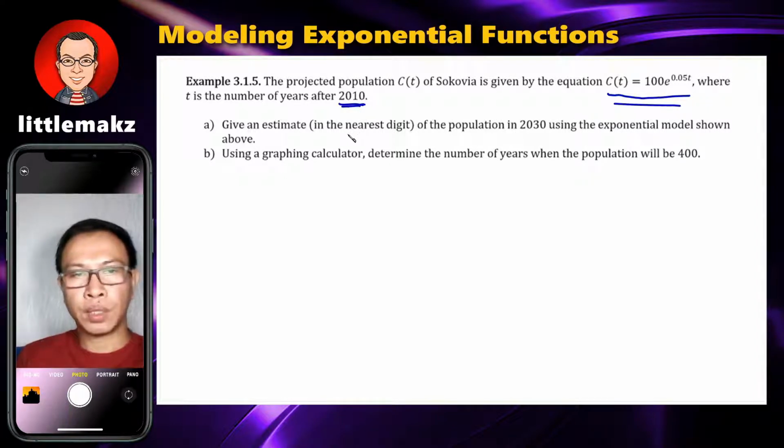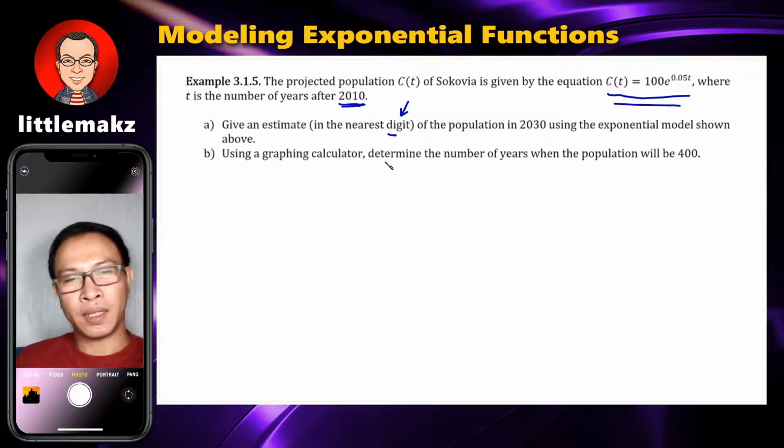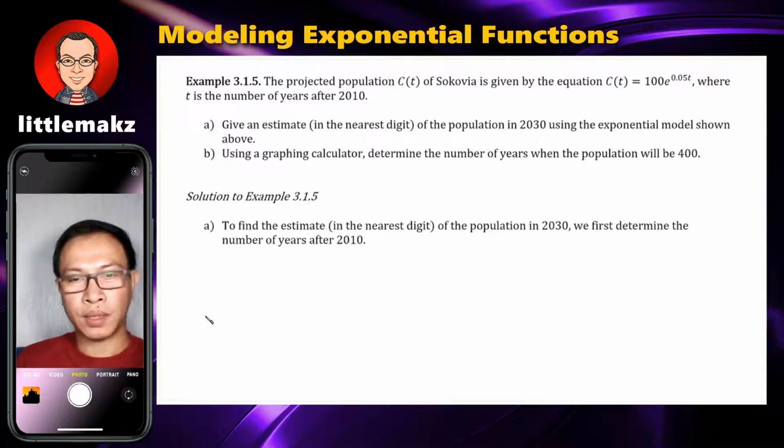Now, we give an estimate to the nearest whole number. Because we're talking about population here, we will be rounding down our final answer. Of course, there must be no excess. Alright, let's give an estimate of the population in 2030. We first determine the number of years after 2010. How many years have passed after 2010 when it reaches 2030? That is equal to 20. So I hope that is clear. 20 years have passed.